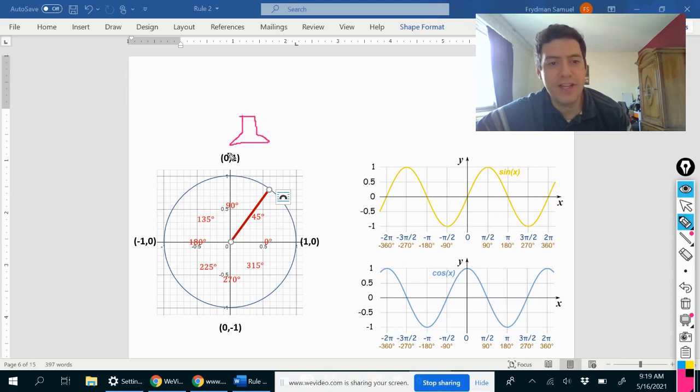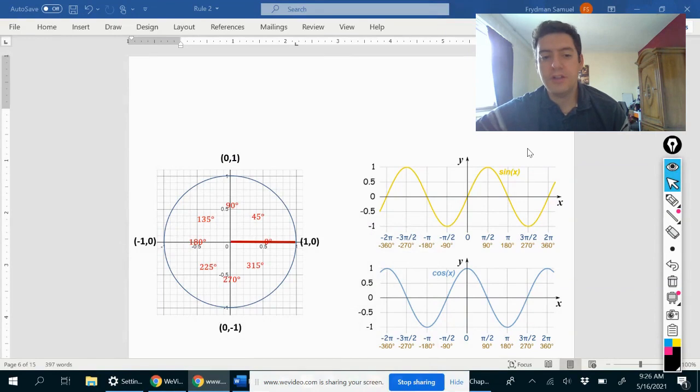Okay, so imagine the flashlight is there now. Then the shadow would look like this, right? So that's what's being marked on the y-axis for the cosine graph. It's actually the x value of where this line meets the circle. This would be the x value over here for this angle.